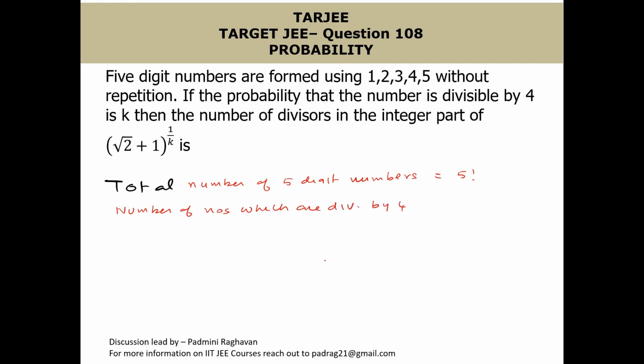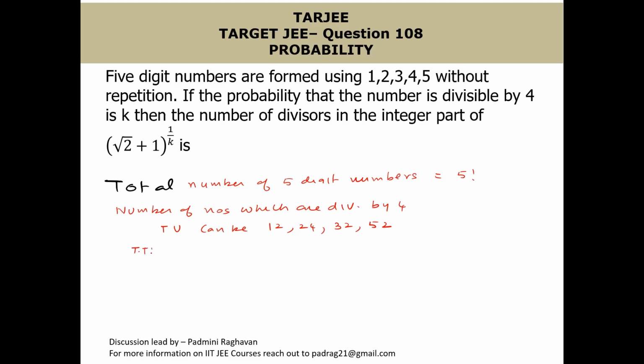So for divisibility by 4, the tens place and the units place taken as a chunk should be divisible by 4. So what are the options for the tens and units place? It can be 12, or 24, or 32, or 52.